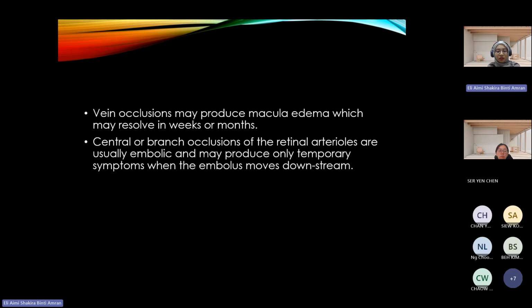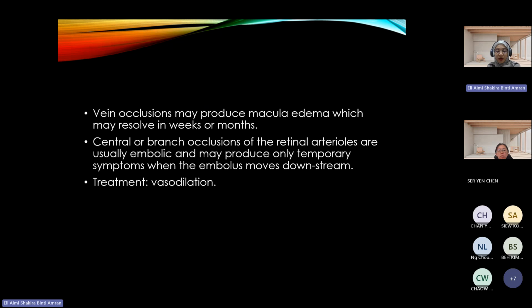So central or branch occlusions of the retinal arterioles, usually embolic, may produce only temporary symptoms when the embolus moves downstream. For central or branch occlusions of the retina, if it's small, just embolus size, very small, like a 1 to 2 mm emboli, you can observe first because usually in time, the embolus will be gone. It will be resolved by itself.